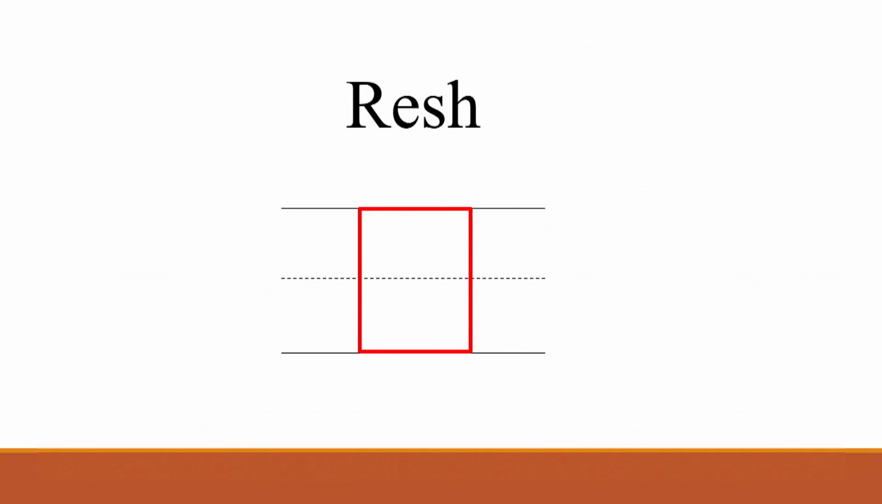The next letter is Resh. This is a one-stroke letter that's quite simple. You start at the top and you go down to the line. Again, it's very important not to confuse this with the Vav. You need to make your Vav a narrow letter. The Resh is a wide letter.